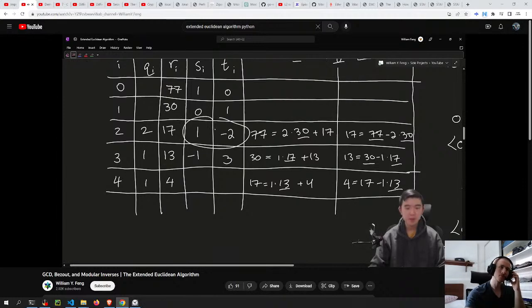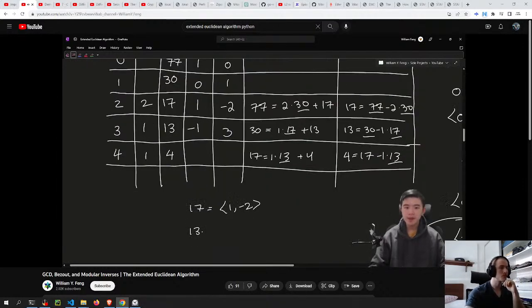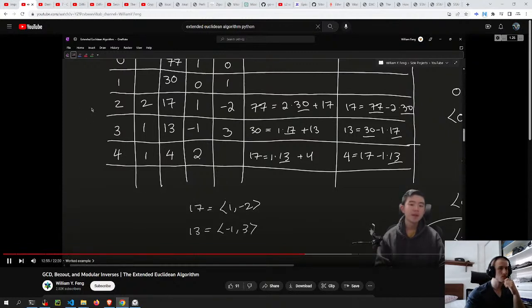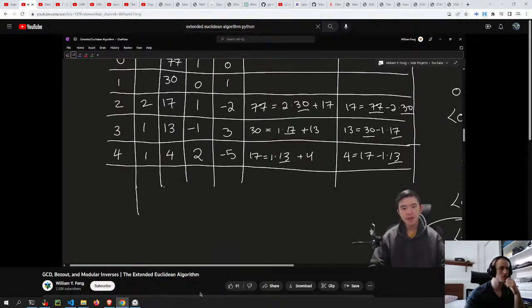17 is (1, -2), and 13 is (-1, 3). We multiply the first one by -1 and we keep the other one the same. What we get is, I believe, (2, -5). Okay, great. We're not quite done yet because we don't have 0 for the remainder yet, so let's keep chugging along.